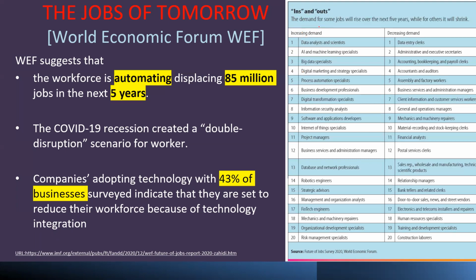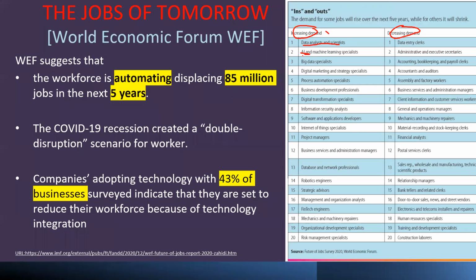Right, so we have here 2 columns. On the left side, we have those that are increasing in demand, and we have those that are decreasing in demand. Let's look at those that are increasing in demand. We have some roles like data analysts and scientists. That's number one. We have AI, which is very popular right now.